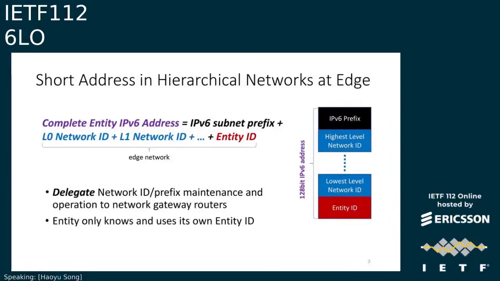If we observe the address, we can see the entities in the IoT network share a common IPv6 subnet prefix. Below that, if we further partition the network into multiple levels, each level will own its network ID. Finally, the entity ID is only the suffix part of the IPv6 address. Therefore, our key idea is to let the entity only know and use its own entity ID, while we delegate all the network ID and prefix maintenance and operation to the gateway routers. Next slide.